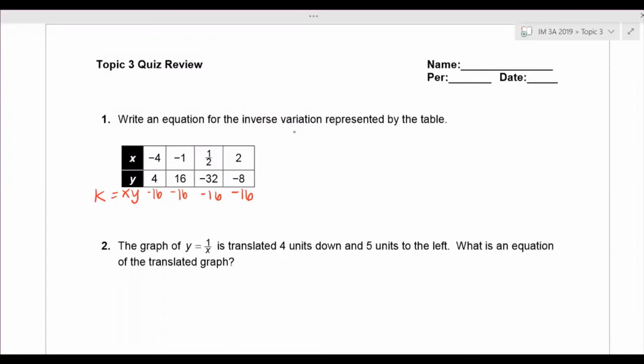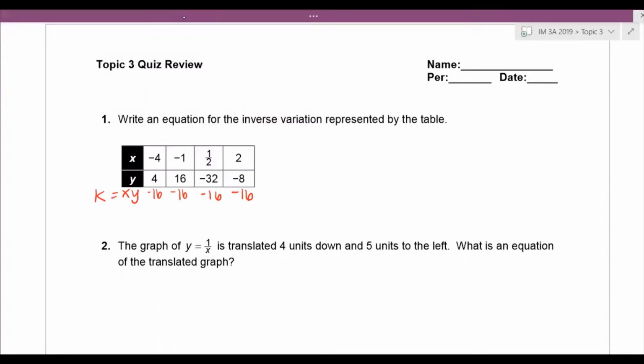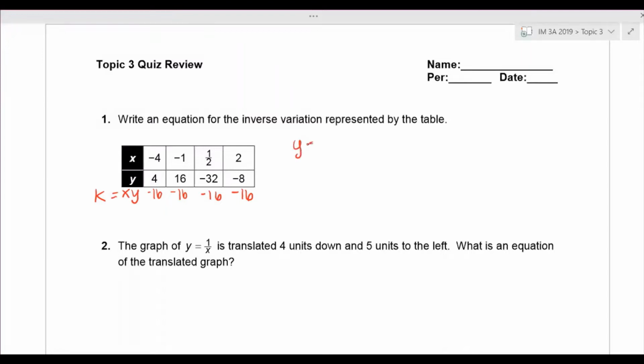And so remember that in order to write the equation, we're taking y and setting it equal to the constant of variation. So in our case, -16 over x. So this equation represents the function by the table. It could also be represented as xy equals -16. That could also be a correct answer for an inverse variation because those are equivalent equations.